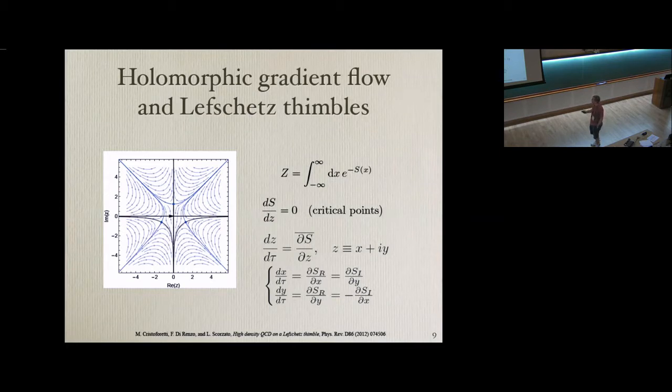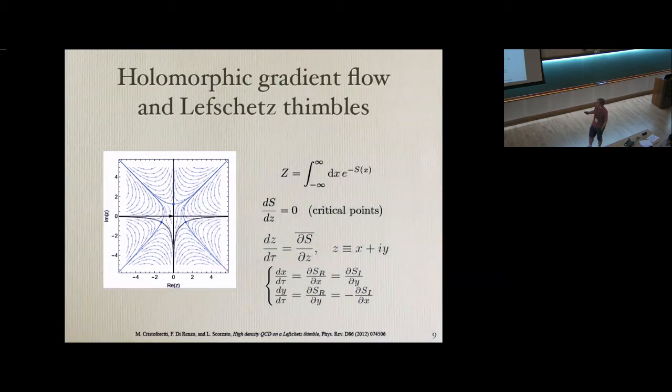If you look at the imaginary part of the action, you see that the flow is actually Hamiltonian with respect to the imaginary part of the action. So the flow actually preserves the imaginary part of the action, and because it's a gradient flow for the real part of the action, it increases the real part of the action. So that's the arrows here, and the flow lines indicate integrals of this flow in this figure.